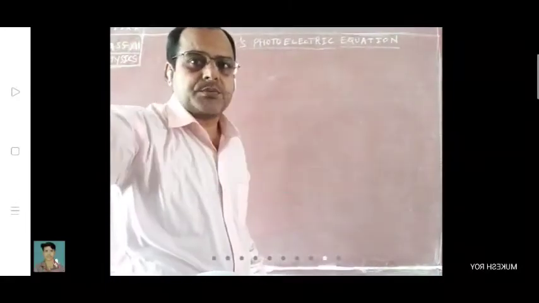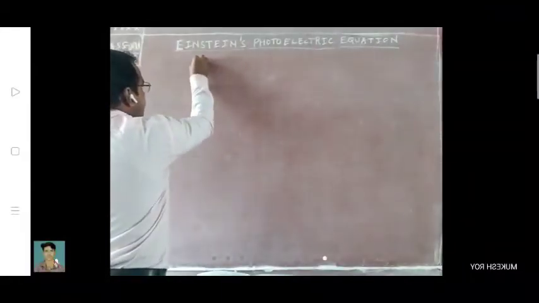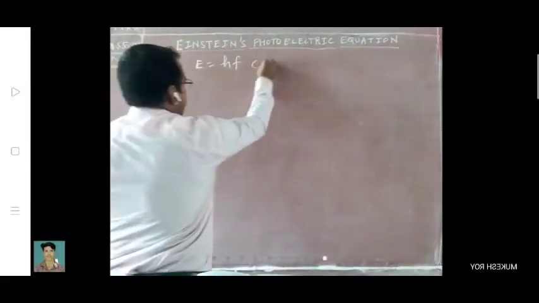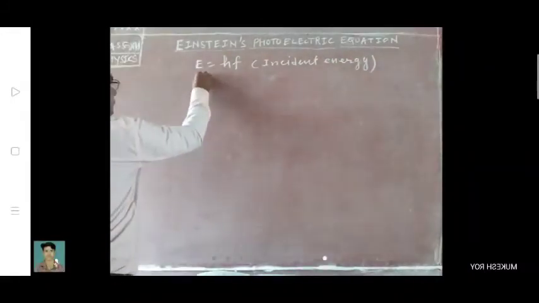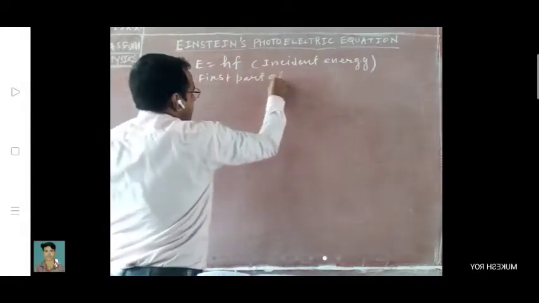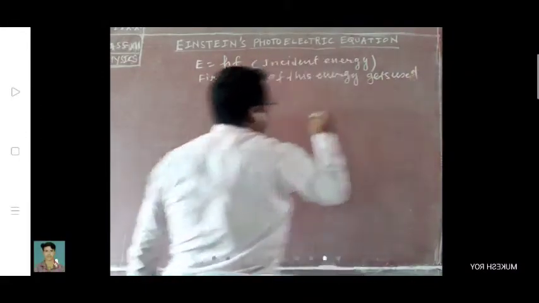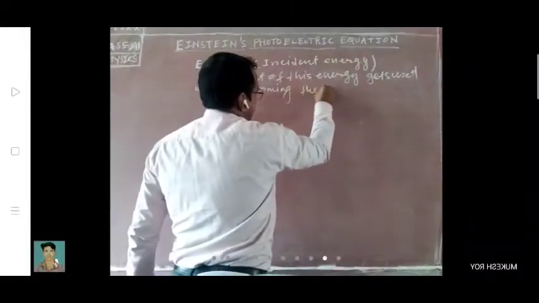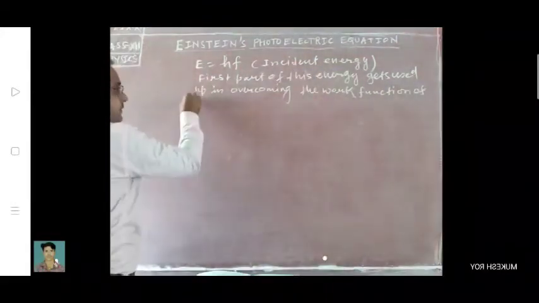Right? So I start from here: if the incident radiation is having the energy E equals h nu, I'm writing here with HF, F for frequency, HF. Then this incident energy gets utilized in two parts. First part of this energy gets used up in overcoming the work function of the substance.